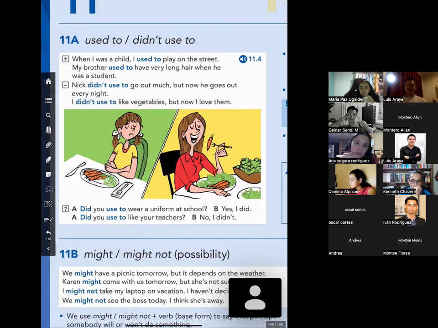Do you see the difference? When it says I didn't used to like vegetables, but now I love them, it's saying that in the past, I didn't like them, but now I do. Which means that you stopped disliking them because now you do like them.